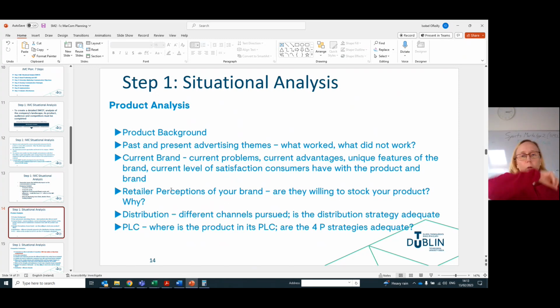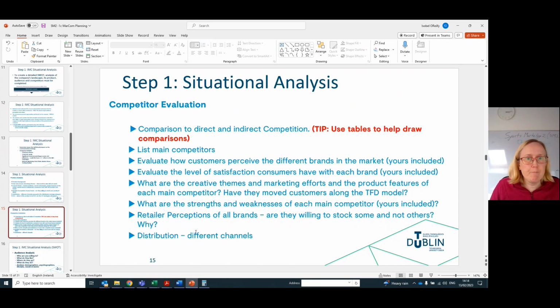Distribution, again, information coming from the distribution channels. And the product life cycle. Where is the product in the product life cycle? And are the 4P strategies adequate? So what's the current marketing mix?